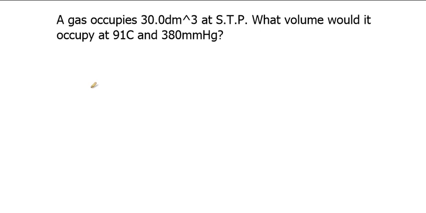A gas occupies 30.0 dm³ at STP, that is standard temperature and pressure. What volume would it occupy at 91 degrees Celsius and 380 mmHg? Solution.